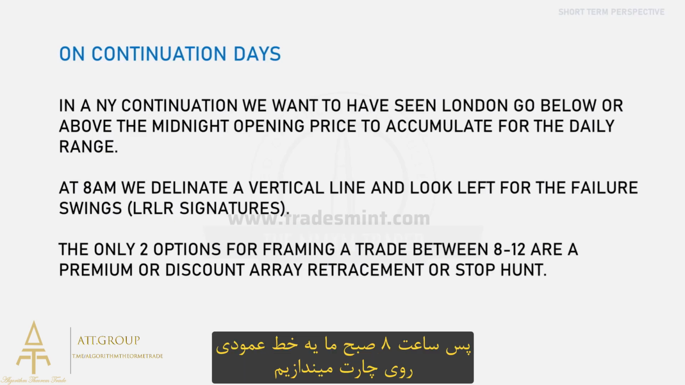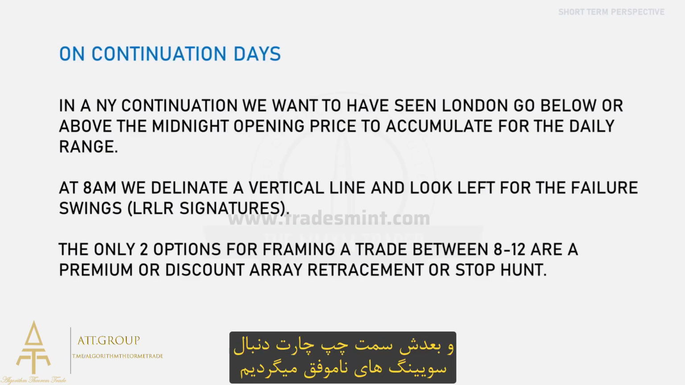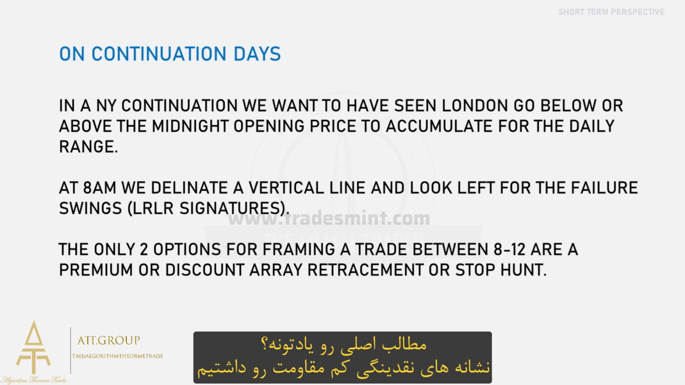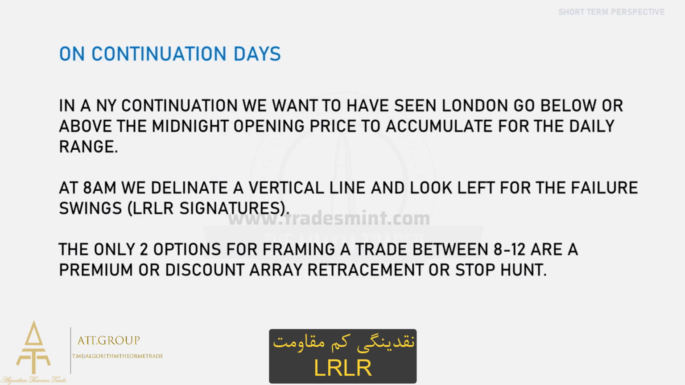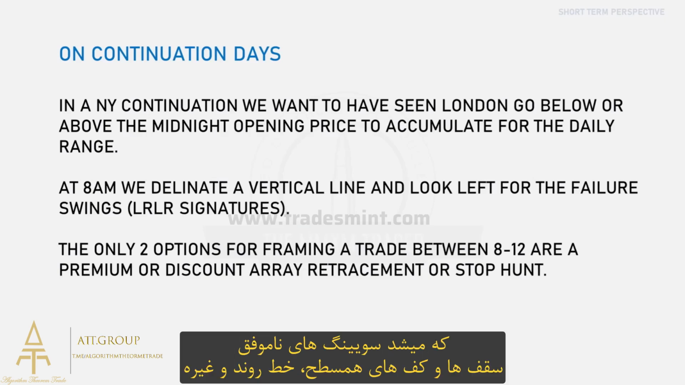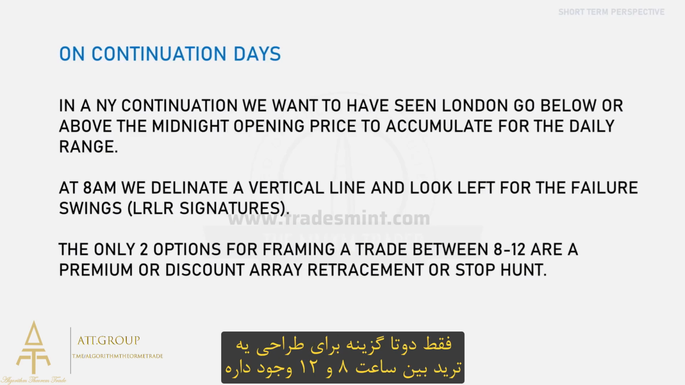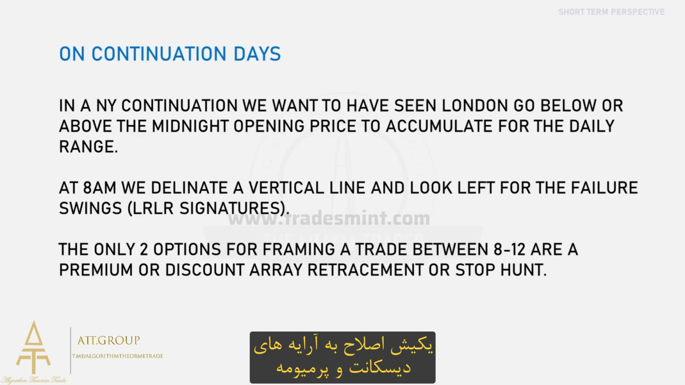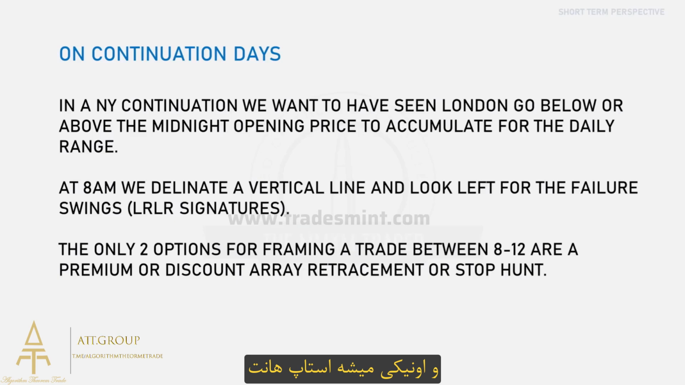So at 8 a.m. we delineate a vertical line, and when we look left for failure swings, right, remember back into the core concepts, we've got those LR signatures, low resistance liquidity runs, right, failure swings, equal highs, equal lows, trend line, and all that kind of stuff. The only two options for framing a trade between 8 and 12 are premium or discount array retracements or stop hunts.